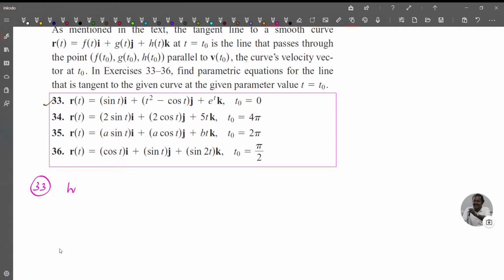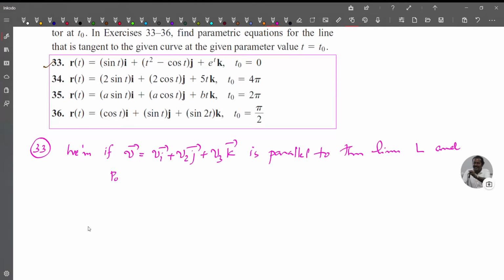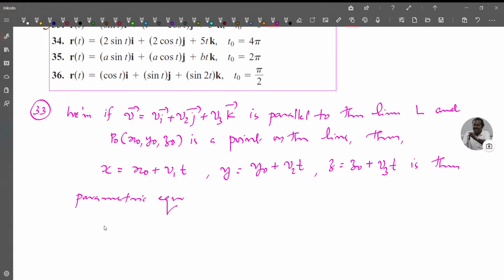If v equal to v1 i plus v2 j plus v3 k is parallel to the line L, and P naught (x naught, y naught, z naught) is a point on the line, then x is equal to x naught plus v1 t, y equal to y naught plus v2 t, z equal to z naught plus v3 t is the parametric equation of the line L.